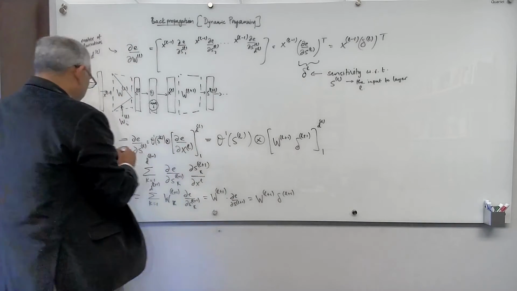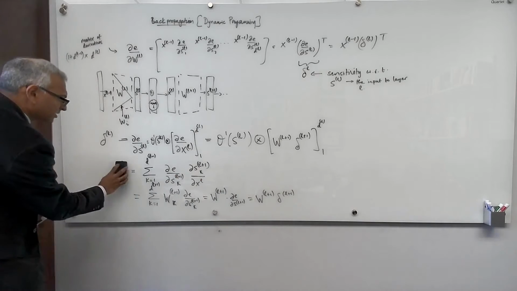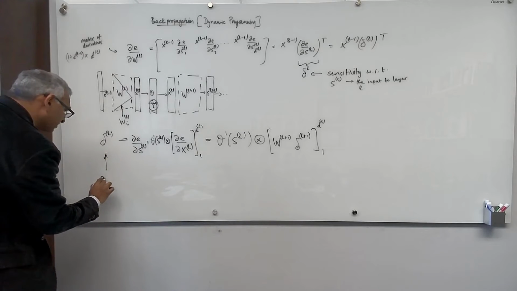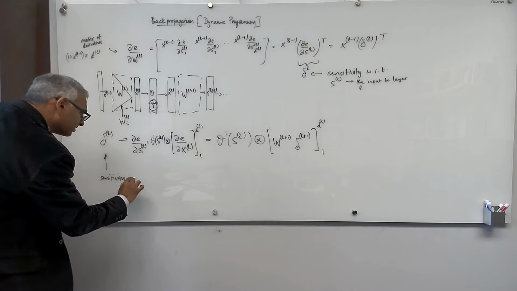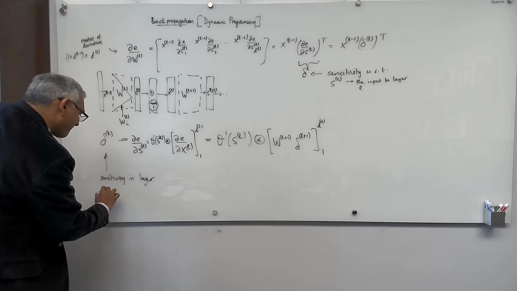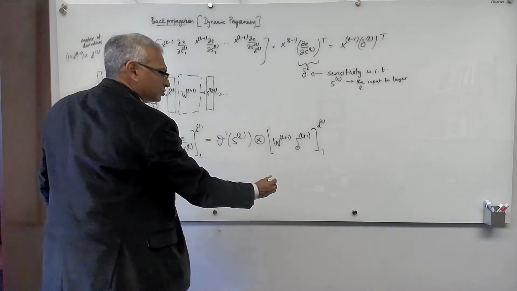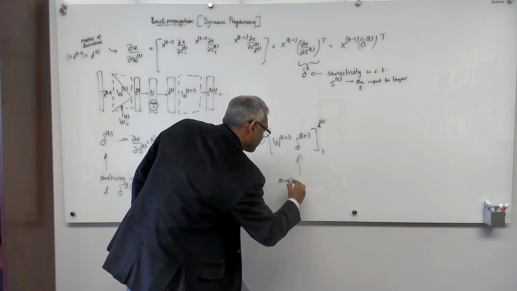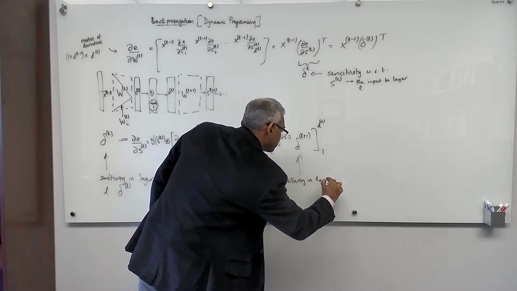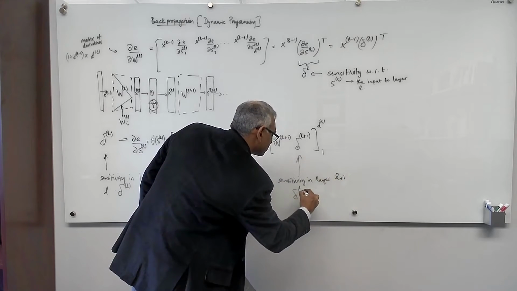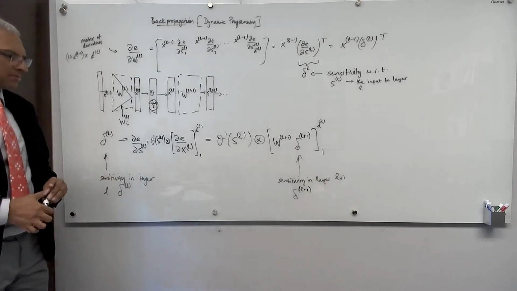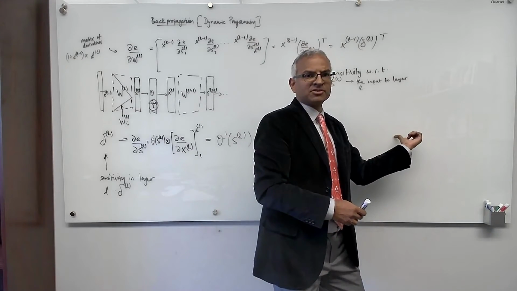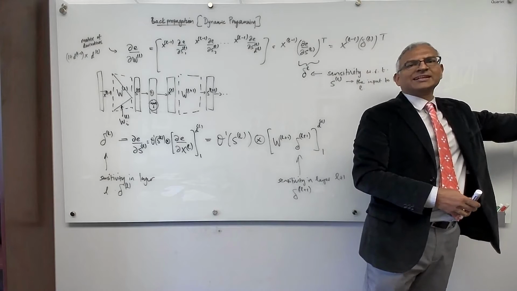So, conclusion. Let me erase all the derivation. Conclusion: the sensitivity in layer L, i.e. delta L, is related to the sensitivity in layer L plus 1, i.e. delta L plus 1. So let's continue that logic. The sensitivity in layer L plus 1 will be related to L plus 2, L plus 2 will be related to L plus 3, L plus 3 will be related to L plus 4, and so on up to the final layer.